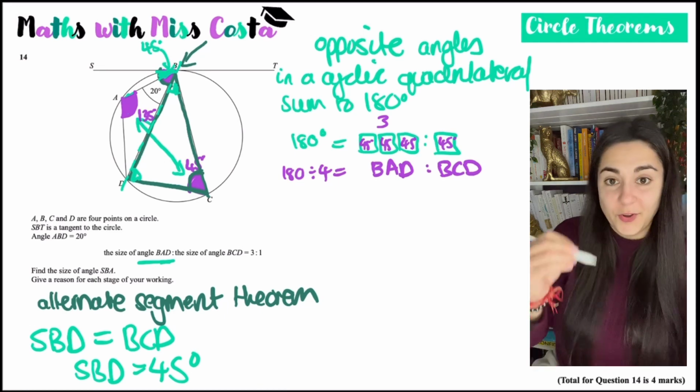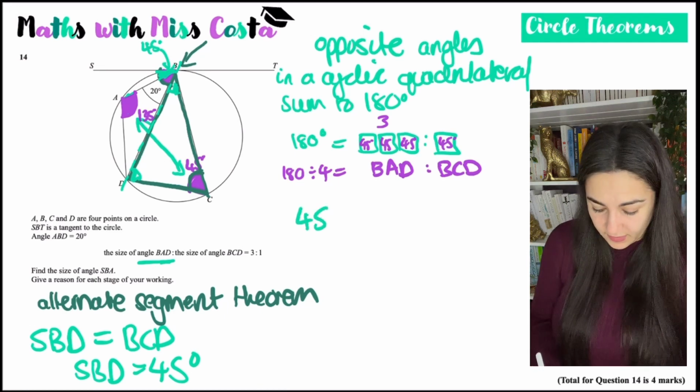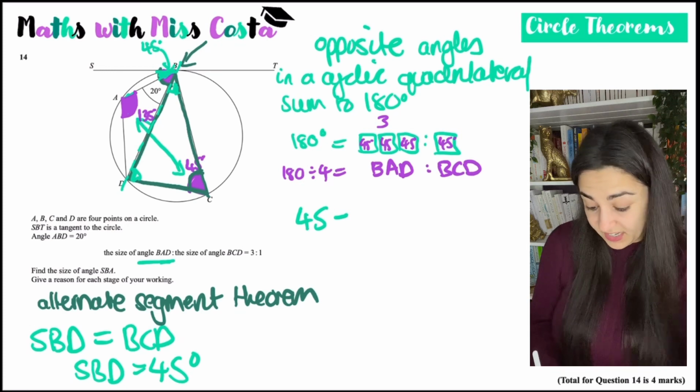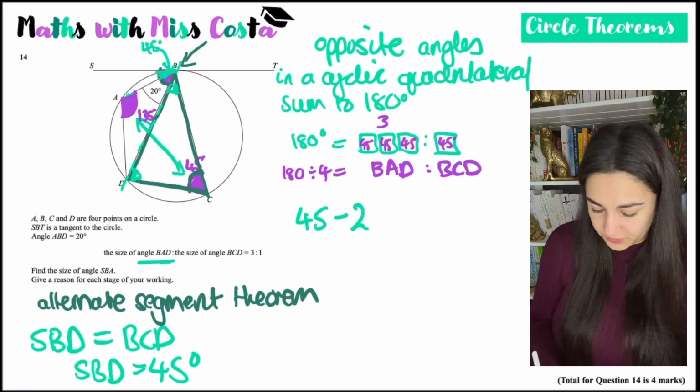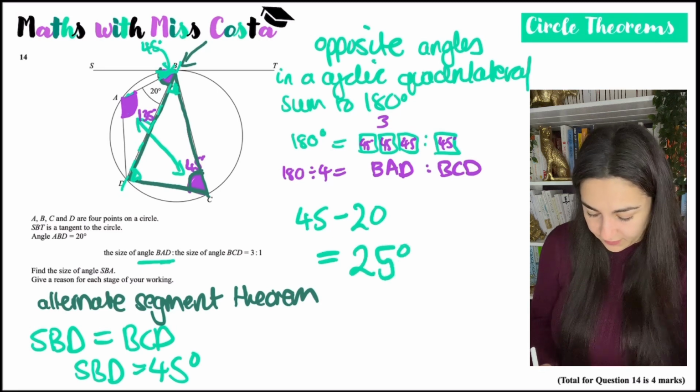So if I know the total angle is 45, I subtract the part of the angle that I've been given, which is 20. And that leaves me with 25 degrees.